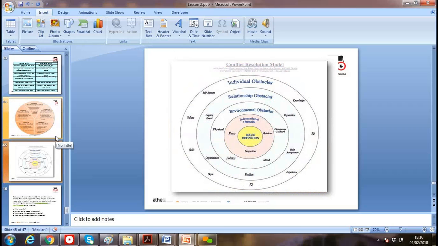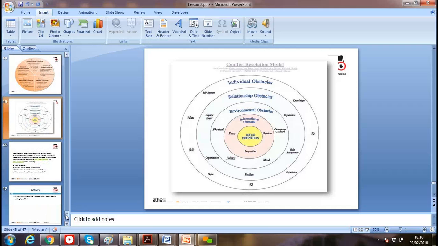So, the conflict resolution model. This model is all about how we can reduce conflict. First, we need to look at individual obstacles, which could be relationship obstacles or environmental obstacles, because different environments mean different cultures. We need to look at the politics, self-evaluation, IQ level, individual styles, human nature and experience. According to this model, all of these will help us tackle the conflict.